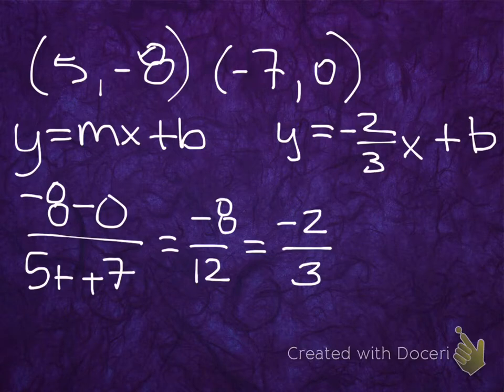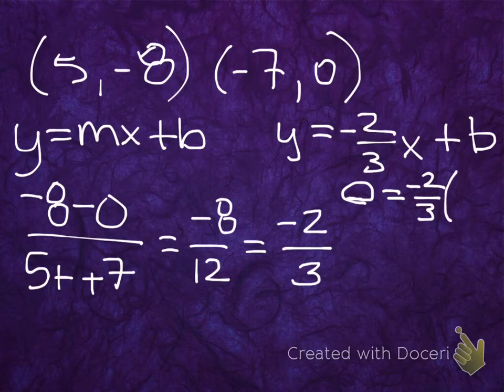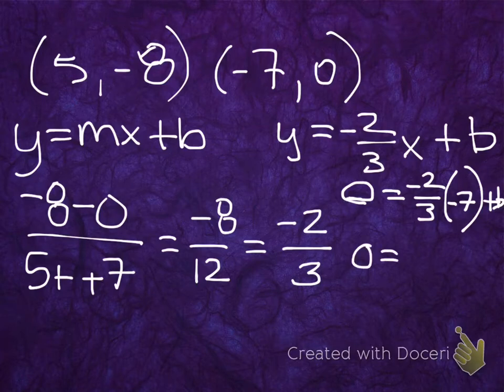By picking a point. So we're going to pick either point. Actually, I'm going to use the one with 0. That makes it easier. And I plugged in 0 for y, which is our y coordinate, and -7 for x, which was our x coordinate, and I'm solving for b.